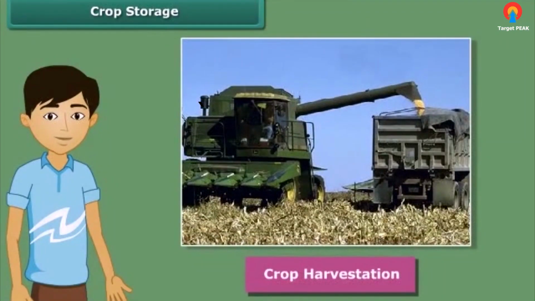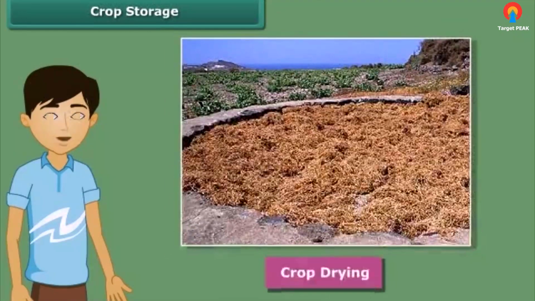Once harvesting is done, crops are stored in huge storages. We should take some precautions to store crops because if the harvested grains are stored without drying, then they may get spoiled or attacked by organisms and thus lose their germination capacity. So the grains should be properly dried in the sun to reduce the moisture in them.